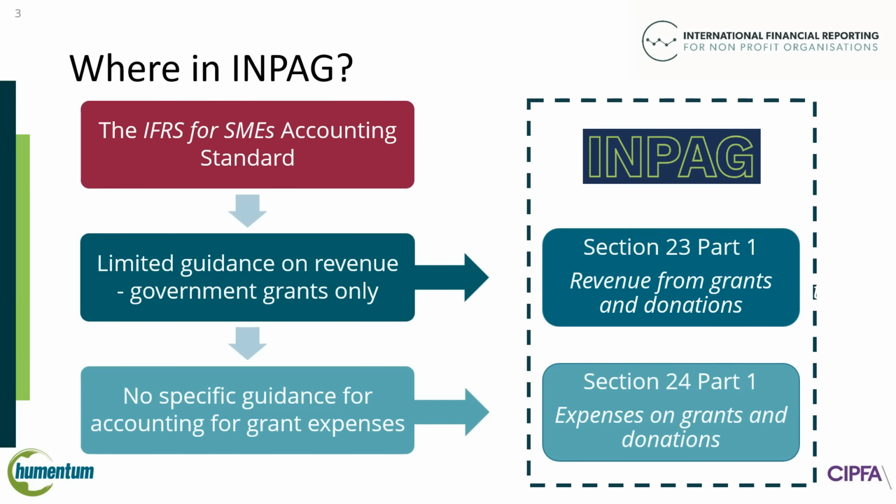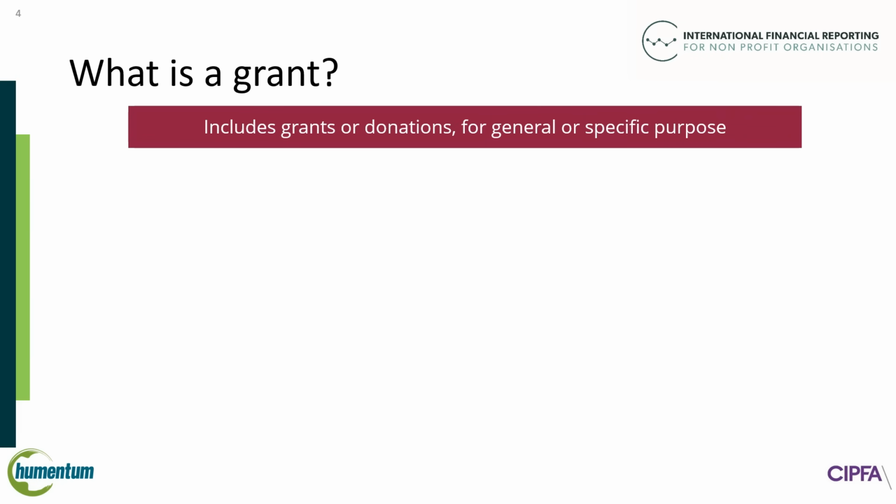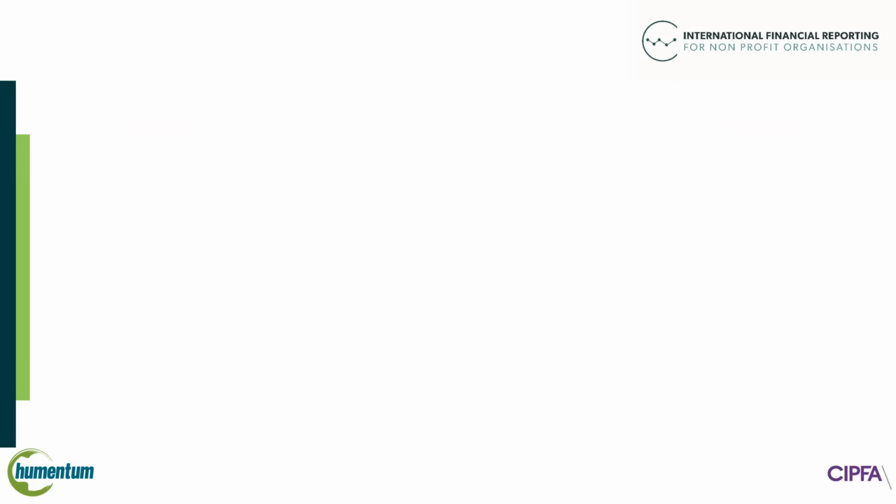The IFRS for SMEs Section 24 on government grants has been repurposed, and INPAG Section 24 Part 1 covers expenses on grants and donations. This also uses concepts from public sector accounting standards and is based on IPSAS 48, Transfer Expenses. This approach was chosen because it provides a common recognition and measurement model for both revenue and expenses. The term grant is used in INPAG to cover a range of revenue sources. It includes grants as well as donations, which may or may not be for a specific purpose.